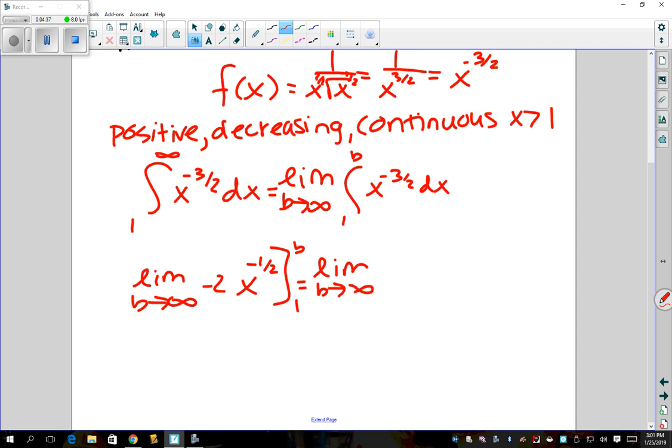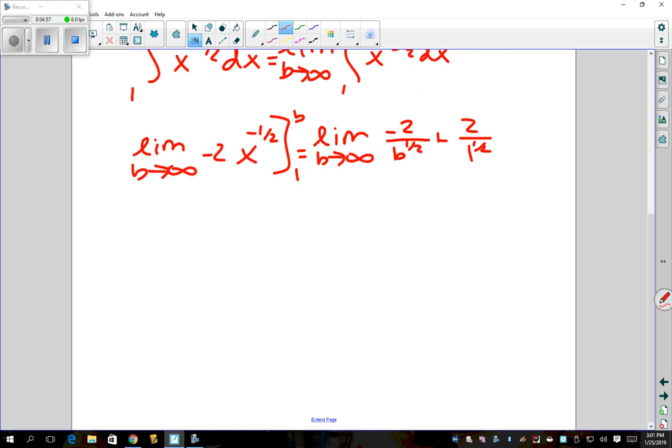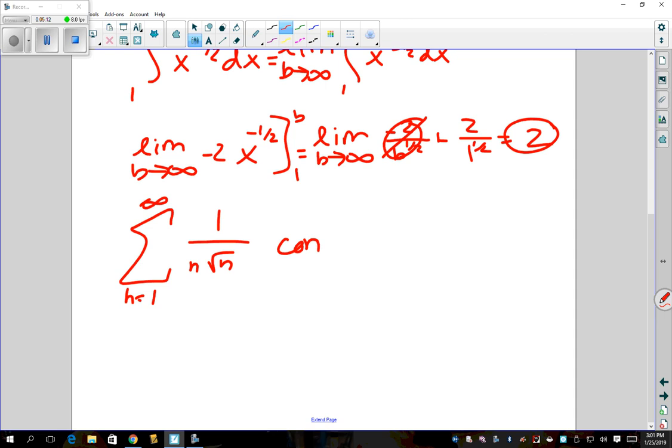By the fundamental theorem of calculus, I can evaluate, so I'm going to write this as 2 over b to the 1/2, and then plus 2 over 1 to the 1/2. When we evaluate this limit as b approaches infinity, this is going to go to 0. All that we are left with is 2. And so we know that the series from n equals 1 to infinity of 1 over n root n converges.